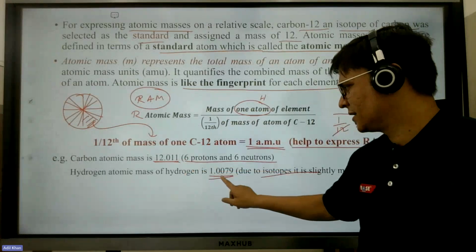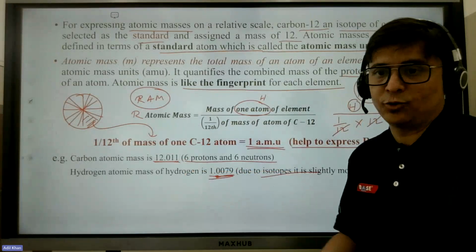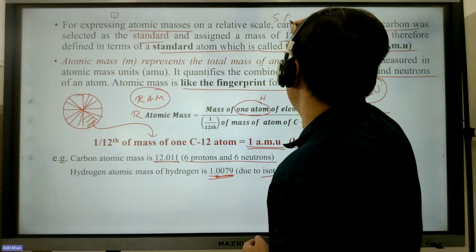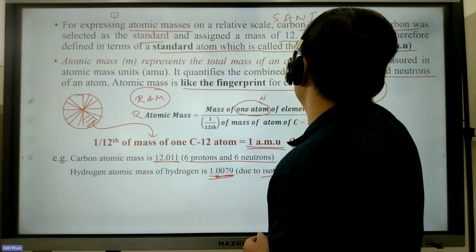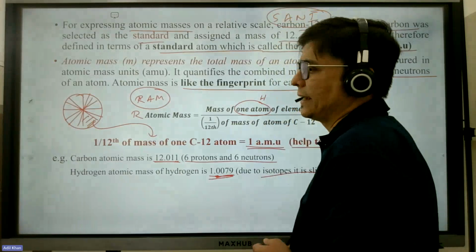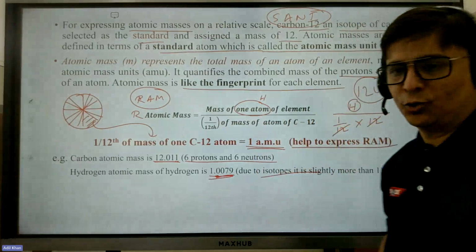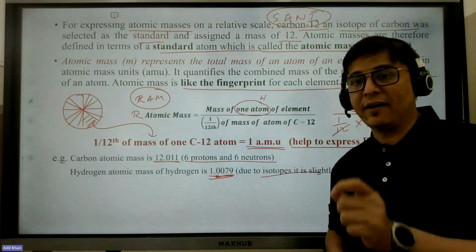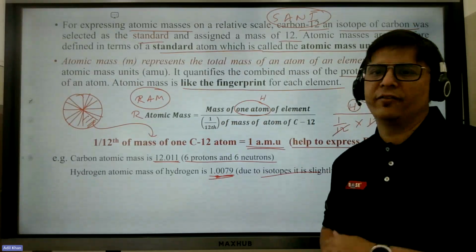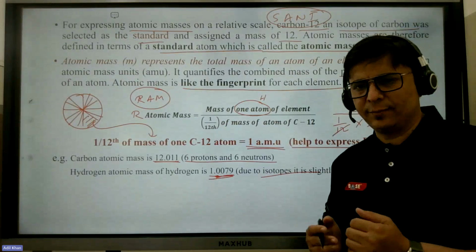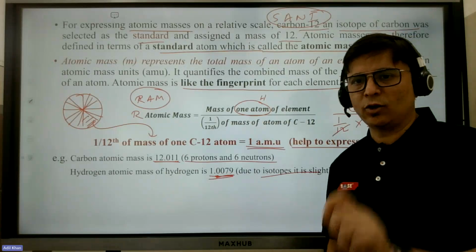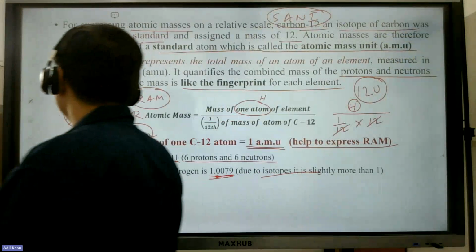Why are the masses slightly more here? The reason is they have isotopes. What is an isotope? The cheat code to remember is SANI. What is SANI? Same atomic number are isotopes. So basically they are made up of the same element having the same atomic number but different mass number. Hydrogen is made up of protium, deuterium, tritium, like that. SANI, same atomic number isotopes.